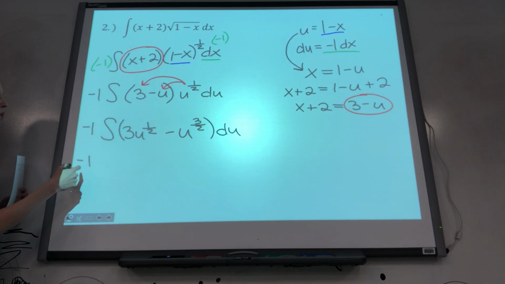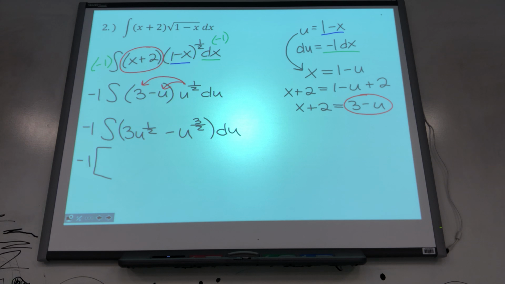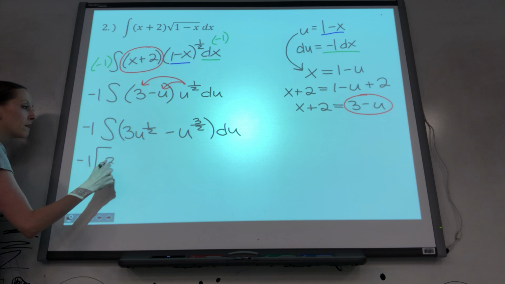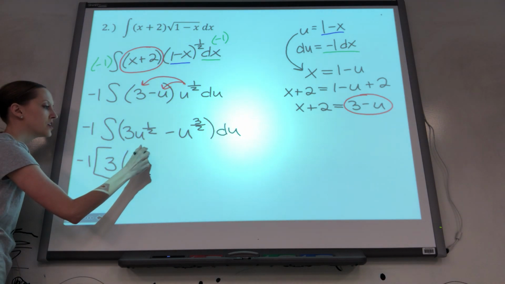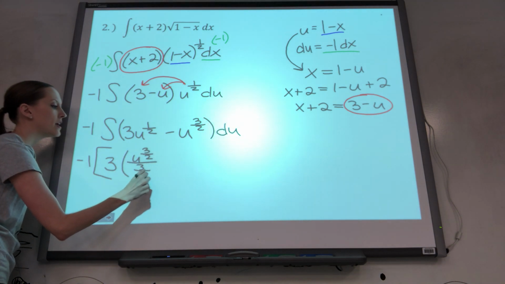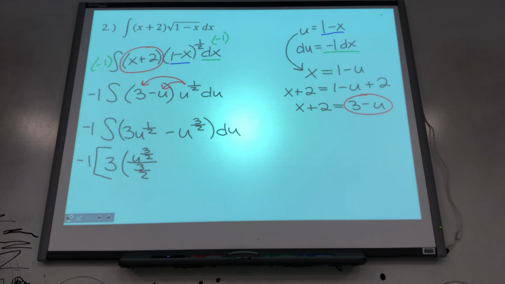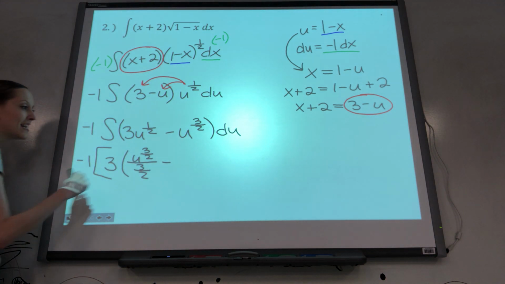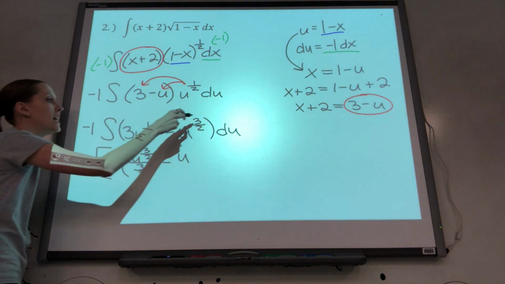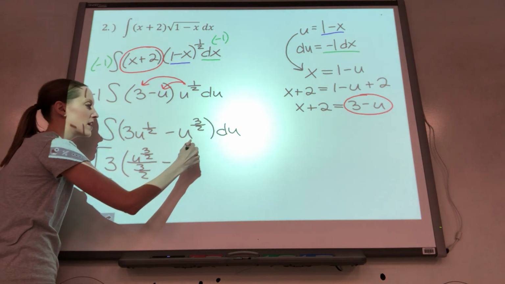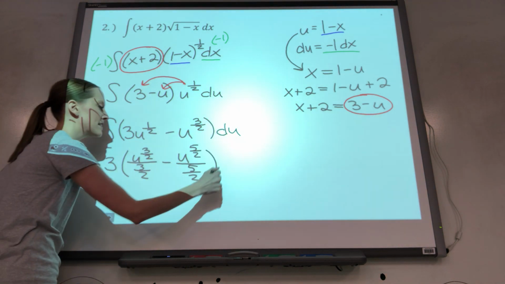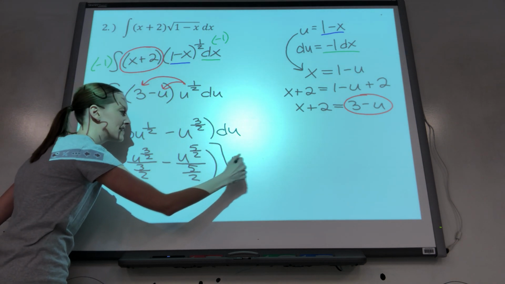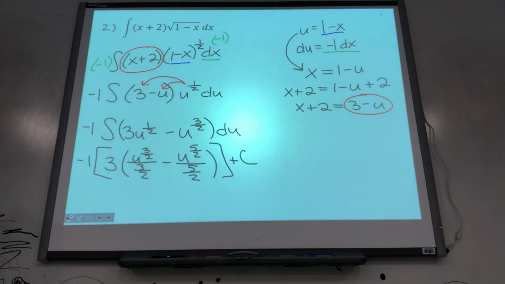Now, it's up to you what you want to do with the negative 1. I may just put it in brackets here for a little bit, or put it on the outside of our brackets. Now, for this part, leave the 3 out front, add 1 to your power. That would now be 3/2, and put your new power on bottom, minus, coming back to the second part, add 1 to my power here, that is a 5/2, all over 5/2. I'll end my brackets there, I guess, and then put the plus c down.